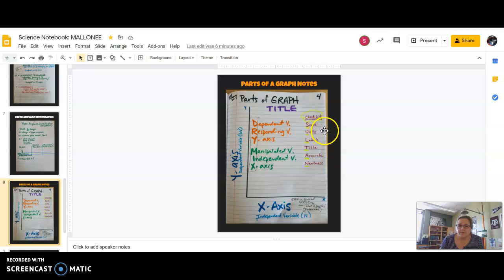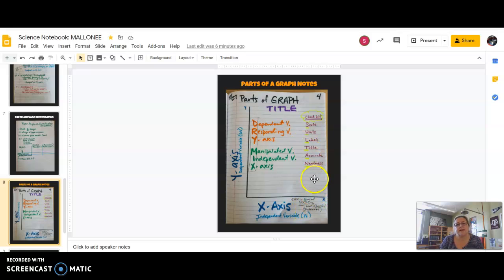But probably the most important part is your scale. That's what's going to take the most brainpower for you to do. So you have to figure out how much each of these little grid lines is. I know it's notebook paper, but imagine it was graph paper. How much is each little line worth? Sometimes they'll refer to that as the scale. You might also see it referred to as the interval.